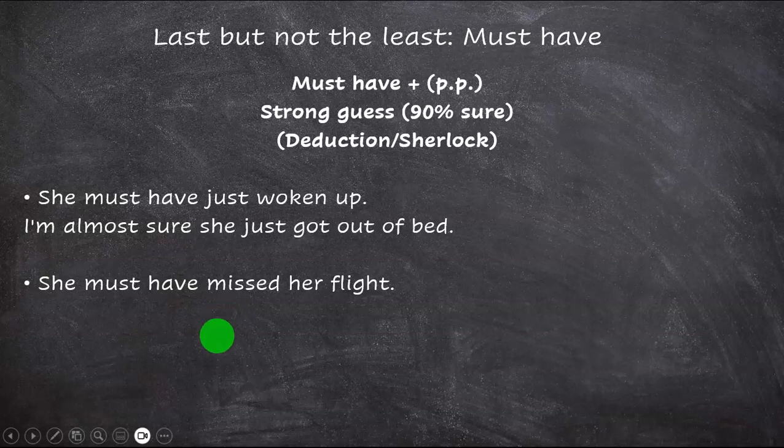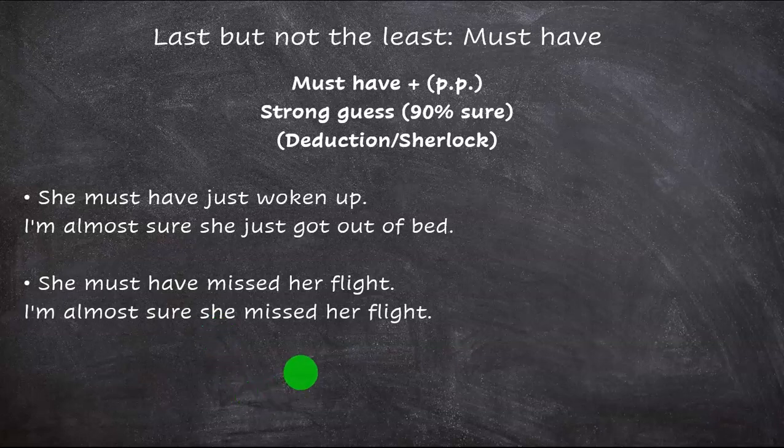She must have missed her flight. If you see somebody outside the airport with a very dejected and upset look, you say she must have missed her flight. I'm almost sure she has missed her flight. I'm almost sure she has just got out of bed. So when you're making these, you're absolutely sure. So that is the meaning of must have.